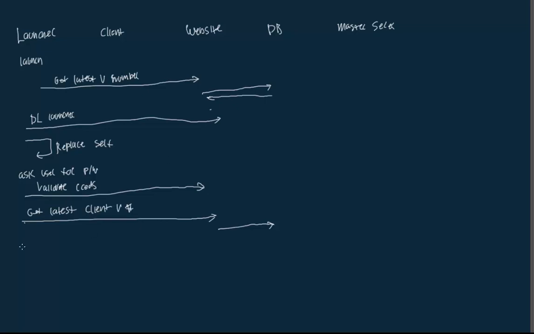Let's assume that the latest client version number is greater than the client that's currently downloaded with this launcher. So then what it's going to do is it's going to download the launcher. Or, sorry, download the client. So DL client. It's then going to replace the client with what was downloaded.